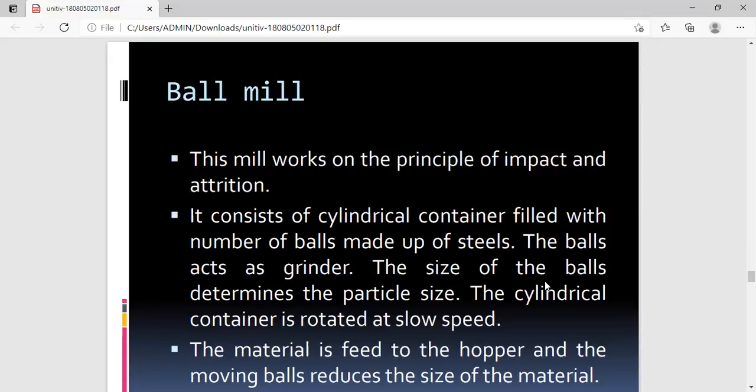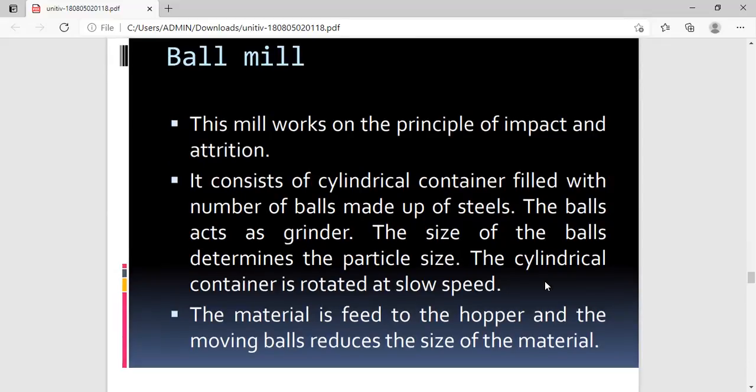It consists of a cylindrical container filled with a number of balls made up of steel. The balls act as grinder. The size of the balls determines the particle size. The cylindrical container is rotated at slow speed. The material is fed to the hopper and the moving balls reduce the size of the material.